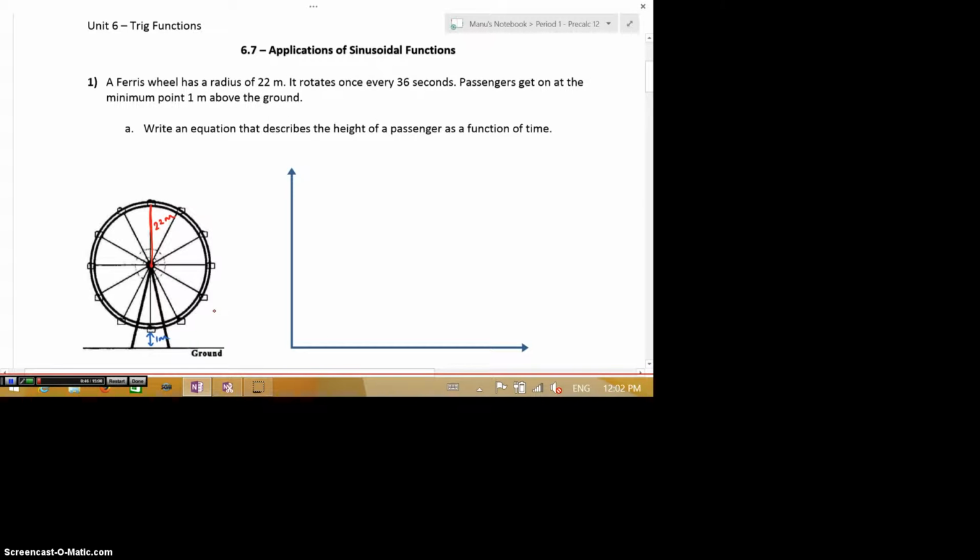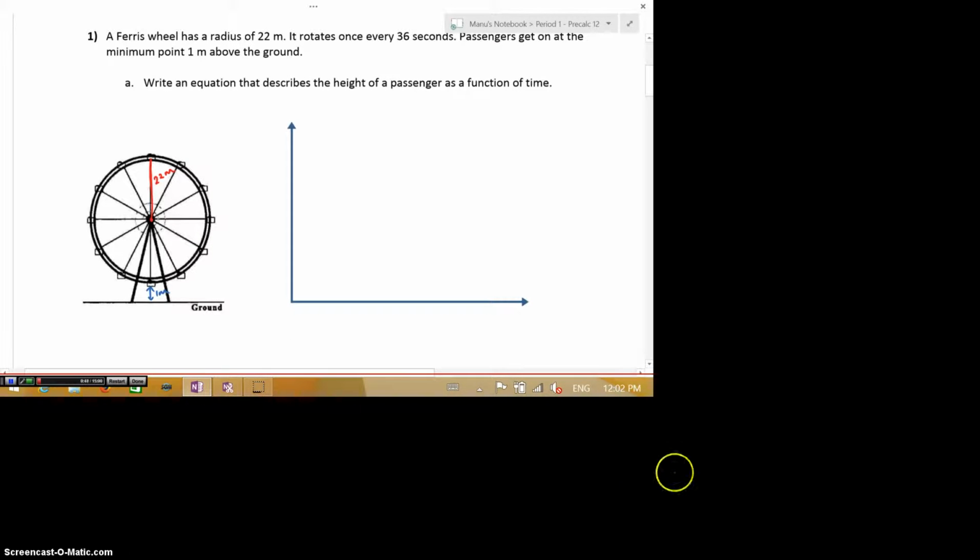So when I'm setting up my graph, I'm going to set up time as the independent variable at the bottom here. So time, and time is being measured in seconds. And we're looking at an equation that describes the height of a passenger as a function of time. So we're comparing the variables time and the height of the function, in meters.